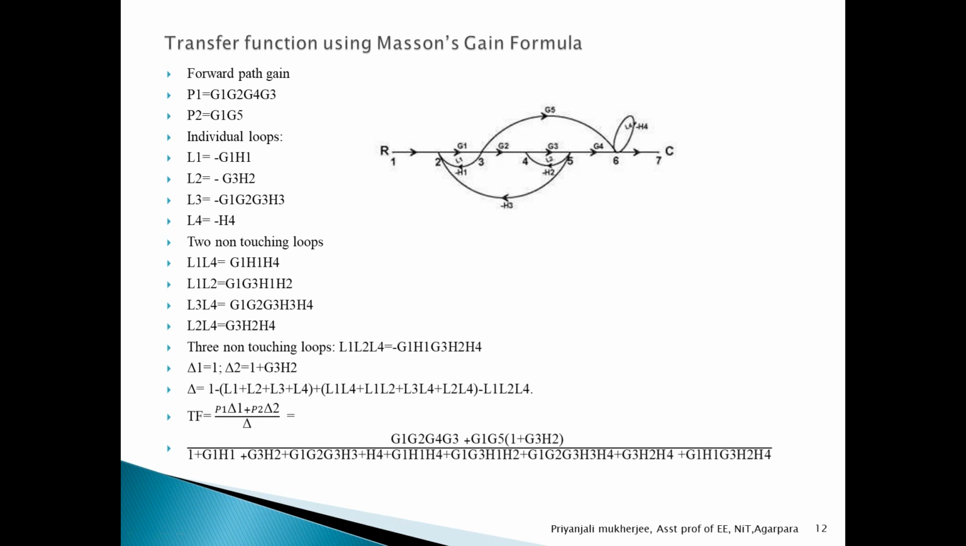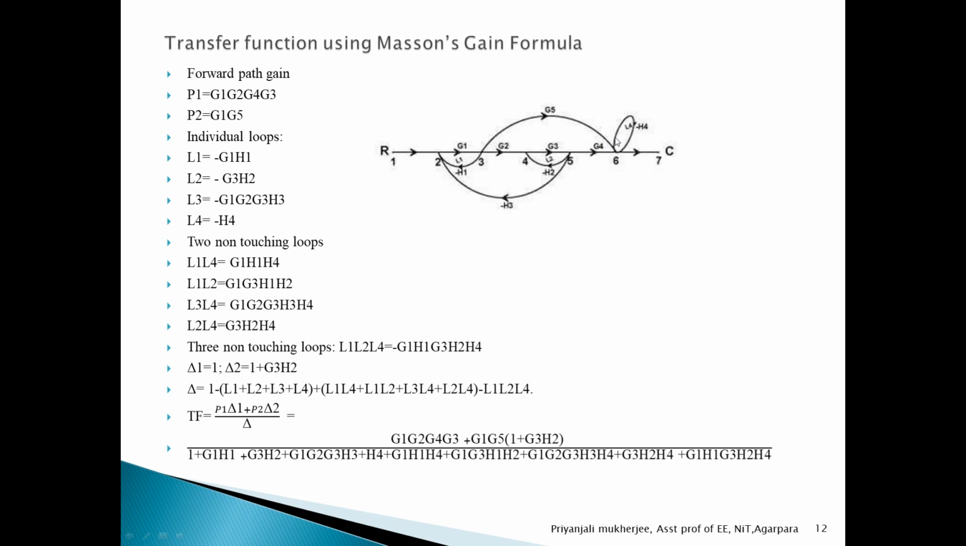Next we need to find out if there are any two non-touching loops. Two non-touching loops means that between those two loops there is no common path or no common node. In this formula, we need to find the possible gain products of the two non-touching loops. Here L1 and L4 do not share any node or any branch, so L1 and L4 are non-touching loops. Another is L2 and L4, which do not share any node or common path, so L2 into L4 is another non-touching loop.